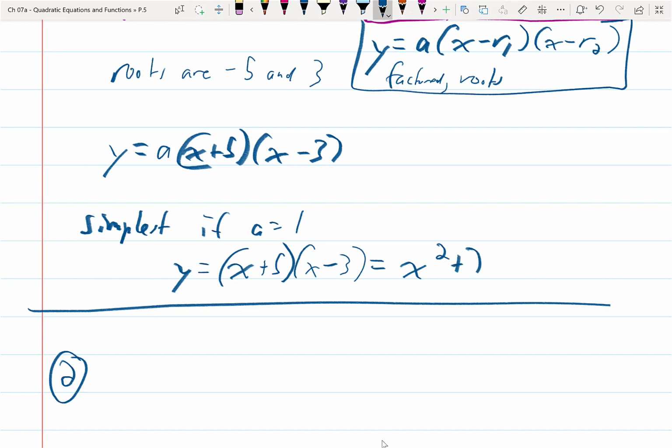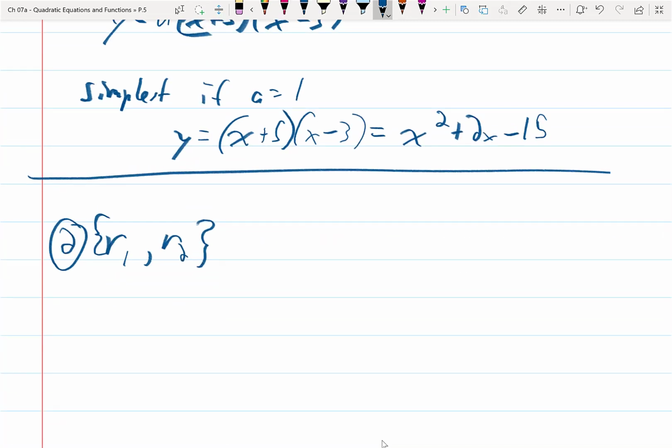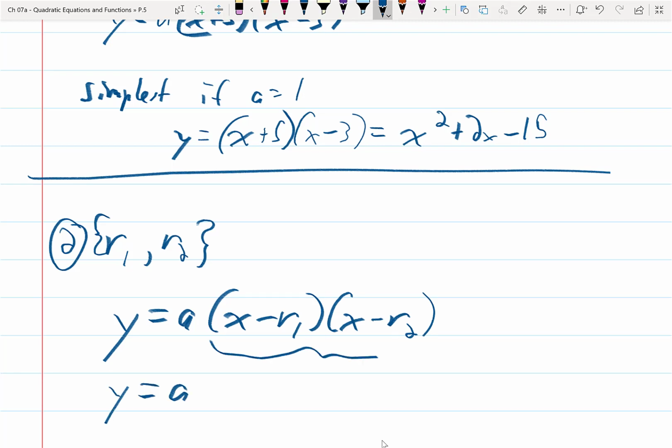X squared plus 2x minus 15. What form is that? Quadratic. So let's say that I have R1 and R2 as the roots. I basically want to try to figure out a quicker way to get the expanded form. Well, knowing what the form is going to look like, y is equal to A times x minus R1 times x minus R2. What I want you guys to do is FOIL that.